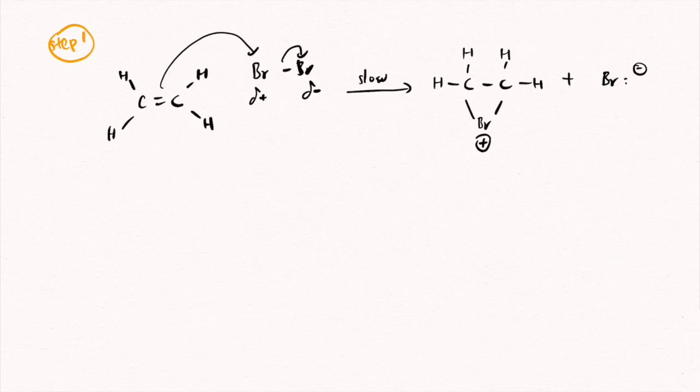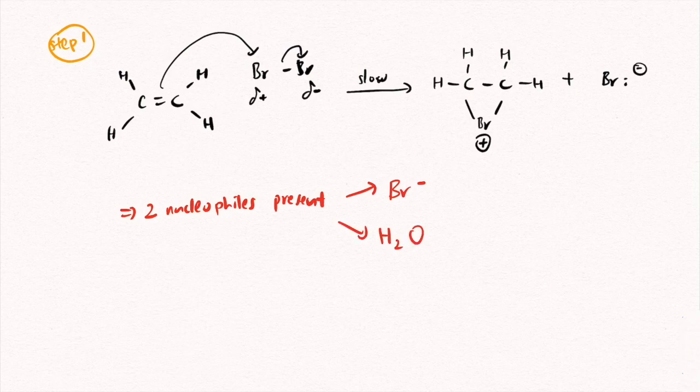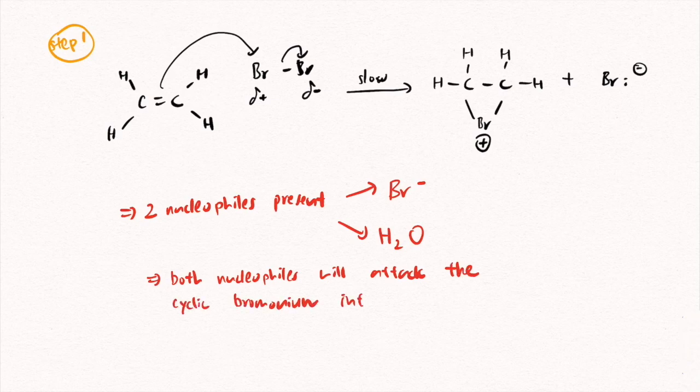So in the first step, it proceeds just like the previous reaction, where the alkene reacts with bromine in order to form the cyclic bromonium intermediate and the bromide nucleophile. However, at this point in time, do note that there are two nucleophiles present, the bromide ion and water. Realize that since we are reacting the alkene with bromine water, water molecules are present throughout the reaction. Hence, both nucleophiles will attack the cyclic bromonium ion.